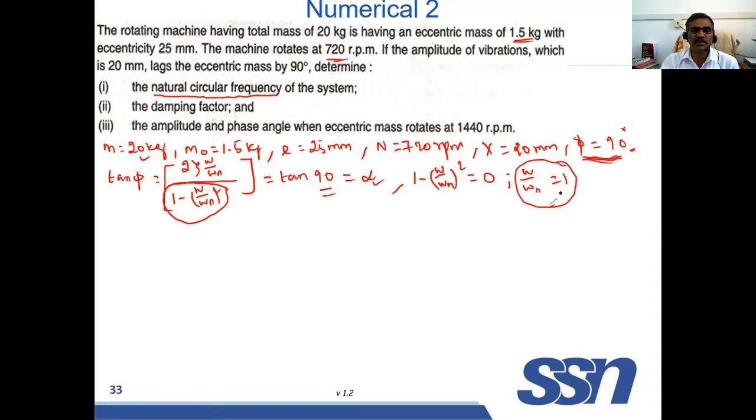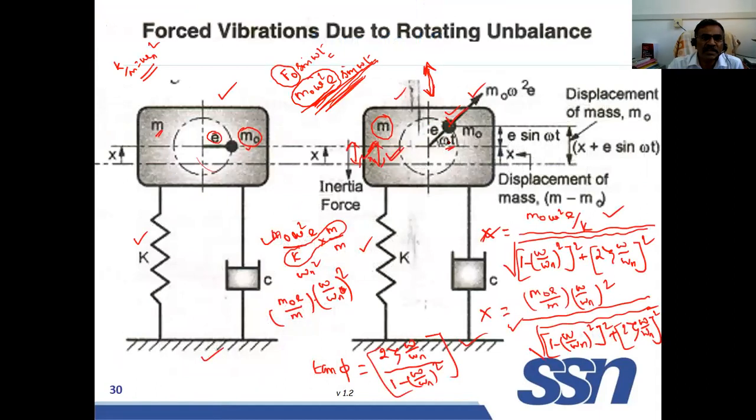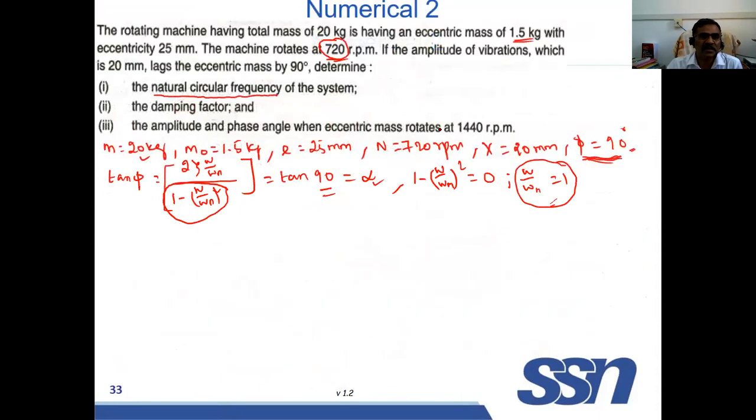Now in this problem, what is the value of omega? Omega n is not given, and omega is also not directly given. It is given in rpm. What is this 720 rpm? This crank is rotating at 720 rpm. So this is the forcing function. That speed is equal to 720 rpm. That speed you have to calculate in terms of omega.